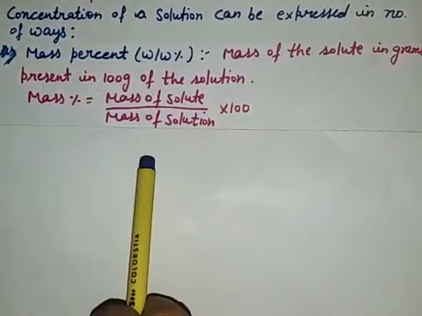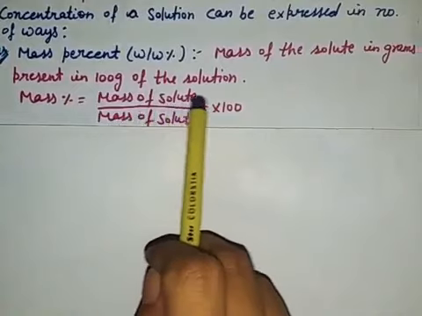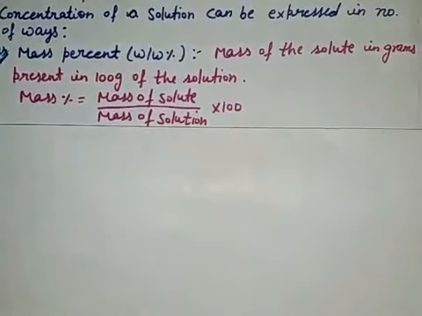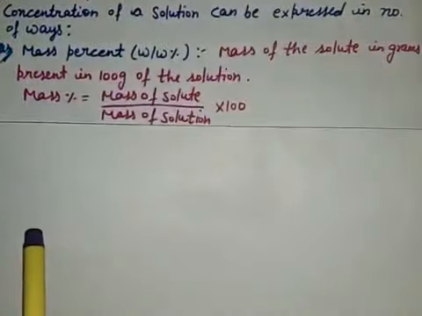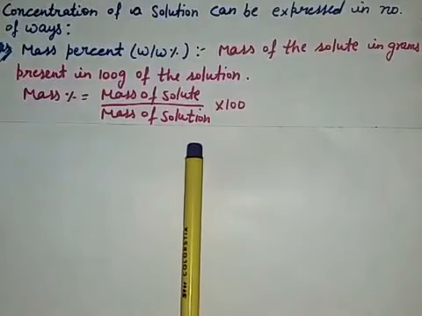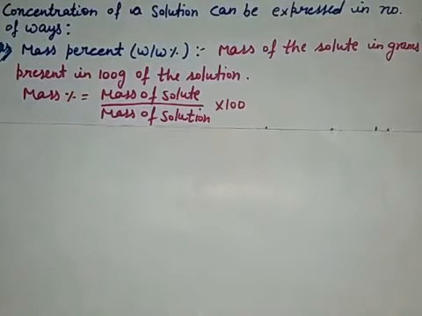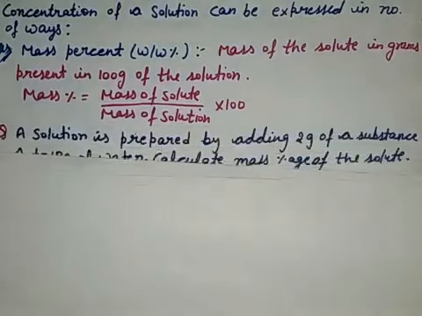So, mass percentage is the mass of the solute in gram present in 100 gram of the solution. And the formula to find out mass percentage is mass of solute divided by mass of solution into 100. We will understand this concentration method with the help of an example.